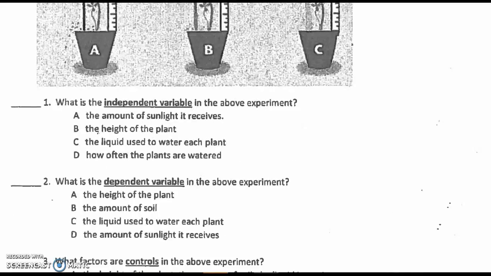Number 2. What is the dependent variable in the above experiment? A, the height of the plant. B, the amount of soil. C, the liquid used. D, the amount of sunlight it receives.